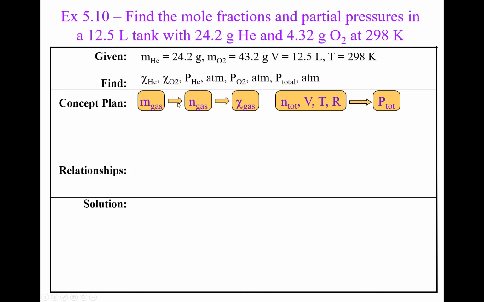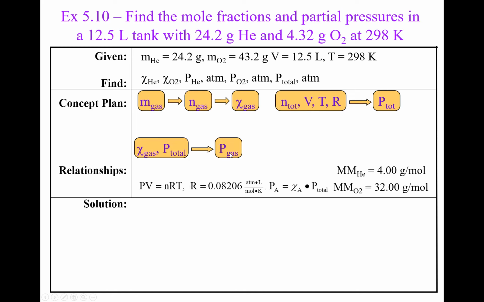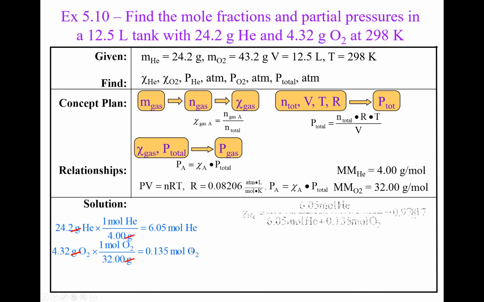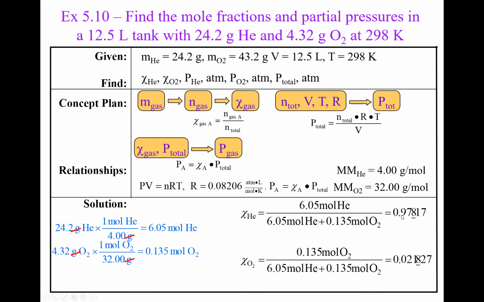Right, so masses to moles. With both moles, we'll know the fraction. Using the ideal gas law, we can get to the total. Then we take the fraction times the total and get the individuals. All right, so get out of grams and into moles. Grams cancel, right? So now we know the moles of the helium and the oxygen. The mole fraction is the thing of interest over the total. So it looks like it's, ballpark, 98% helium, 2% oxygen.